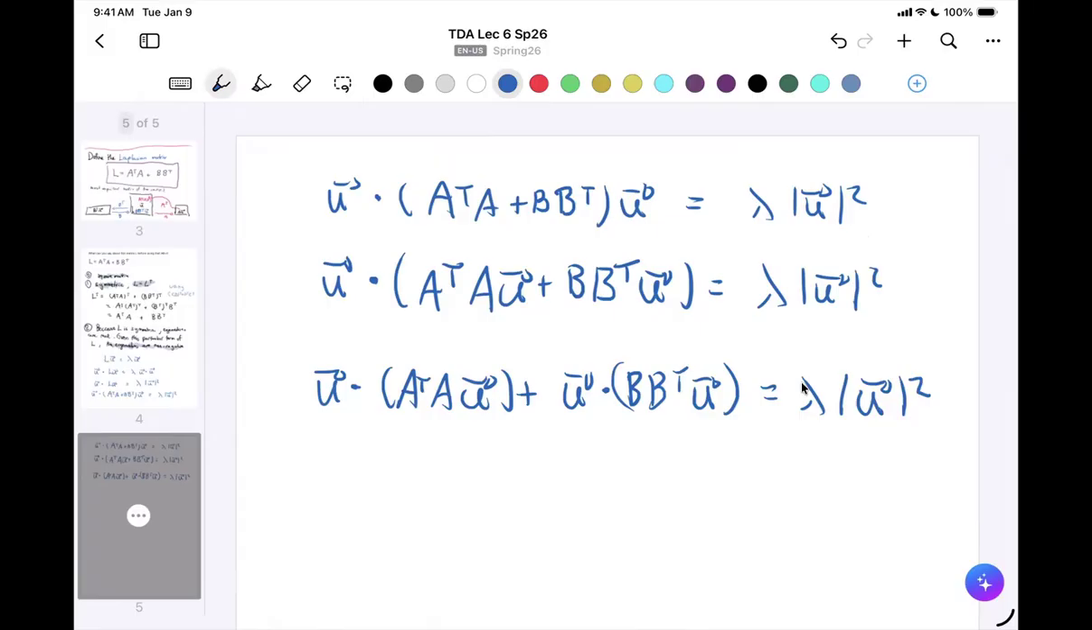Now this is where it's useful to have the fancy definition of the transpose. So what was the fancy definition of the transpose? That you are allowed to move the matrix to the other factor provided you transpose it. So this matrix can be moved to the first factor if you transpose it. So I'm going to use the fancy definition of transpose.